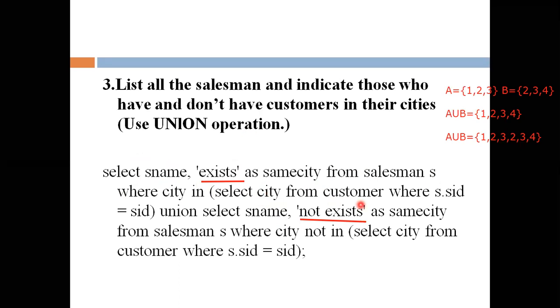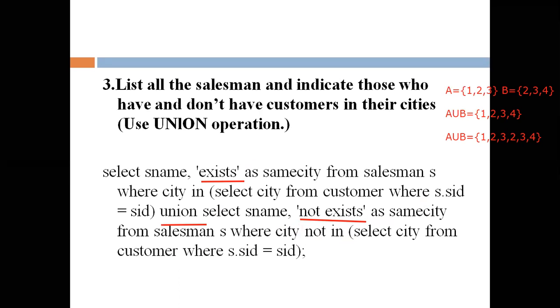So select city from customer, where salesman.id is equal to SID, and here I'm going to apply union. Since I'm going to combine two tables, I'm applying union. Select name, not exists as same city, from salesman table where city not in. I need to compare the cities. I have different cities in the table, like Bangalore, Delhi, Nagpur, Pune. So among those I need to talk about all the things.